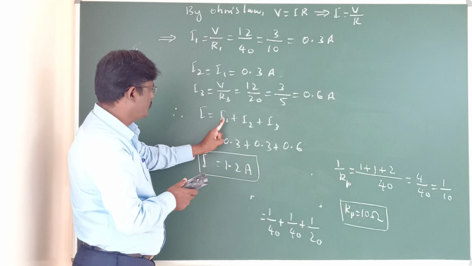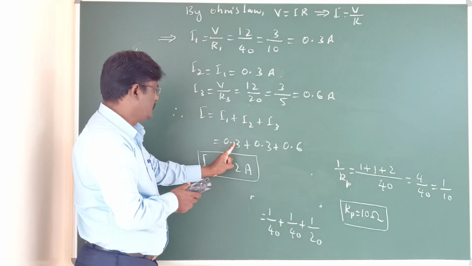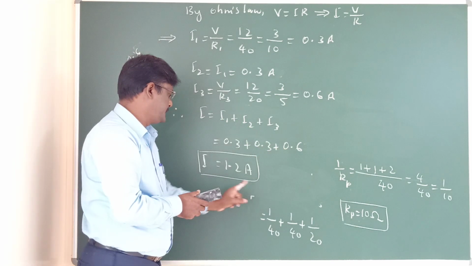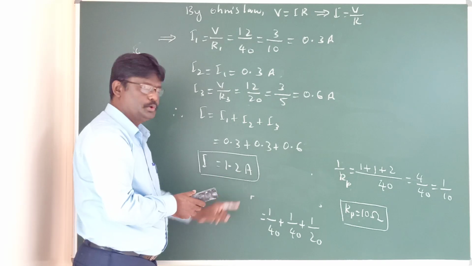Okay children, I equal to I1 plus I2 plus I3, 0.3 plus 0.6 gives what? 1.2 ampere.